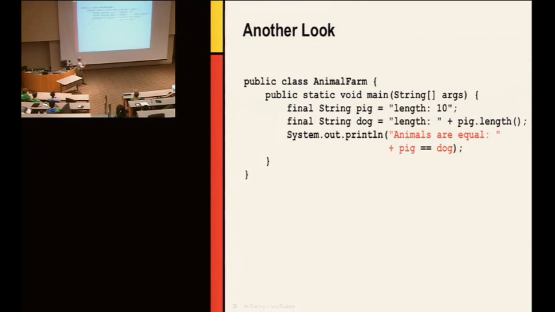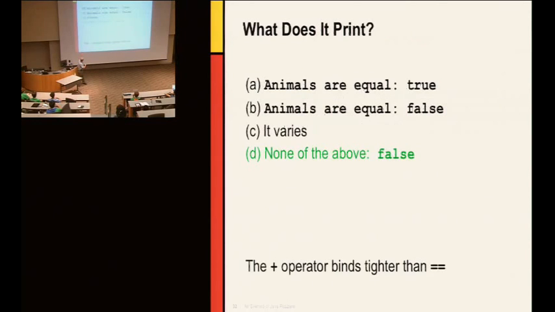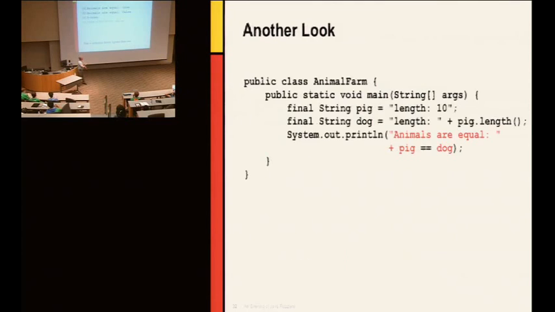So how do we fix it? Well, you might be tempted to fix it like this. You might just parenthesize it so that you get what you were actually aiming for in the first place. But this doesn't really do the trick, because while it might print animals are equal true, it might also print animals are equal false. Did I make it clear on the previous slide that it doesn't print either of the first two things? It simply prints false. It's just evaluating this double equals expression, and it ends up with false.